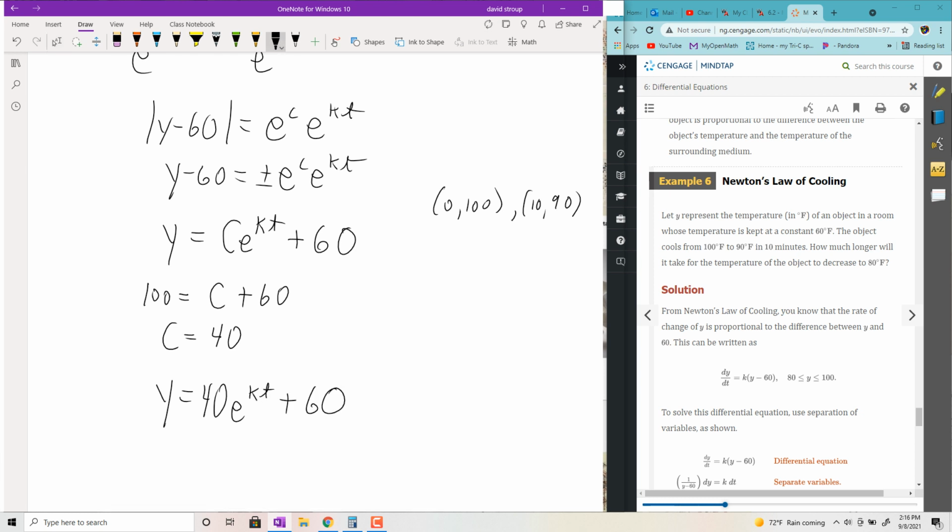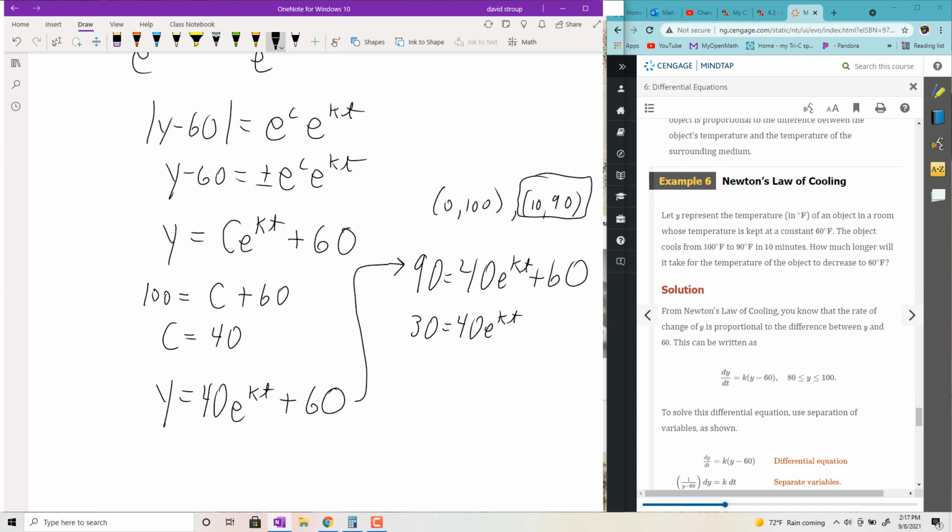Then I need to solve for this constant k. So again, I go back to my ordered pairs. I'm going to use the second ordered pair now. So 90 equals 40 e to the kt plus 60. Move the 60, so I get 30 equals 40 e to the kt. Divide both sides by 40, so I get e to the kt equals 3/4. Take logs on both sides. On the left, the ln and the e cancel, you just get kt. On the right, you just get ln 3/4.